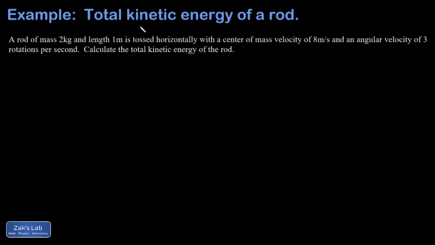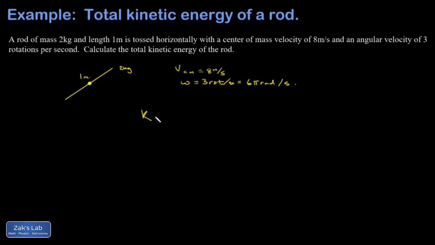So in this example, we have a rod of mass 2 kilograms. It has a length of 1 meter. So this is 2 kilograms, a length of 1 meter. And I'm assuming this thing is uniform, which means the center of mass is right in the geometric center of it. And we toss it through the air horizontally with a center of mass velocity of 8 meters per second, an angular velocity of 3 rotations per second, which needs to be turned into radians per second. Well, every rotation is 2 pi radians, so this must be 6 pi radians per second. And I want the total kinetic energy of this thing.